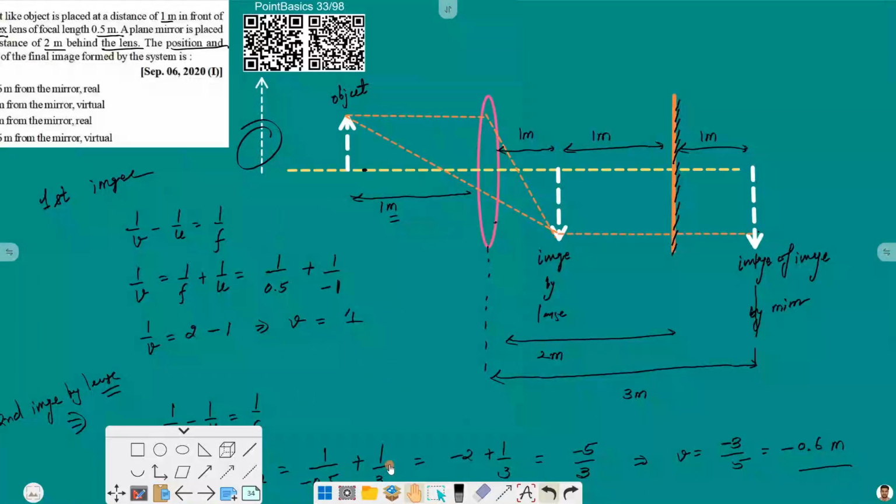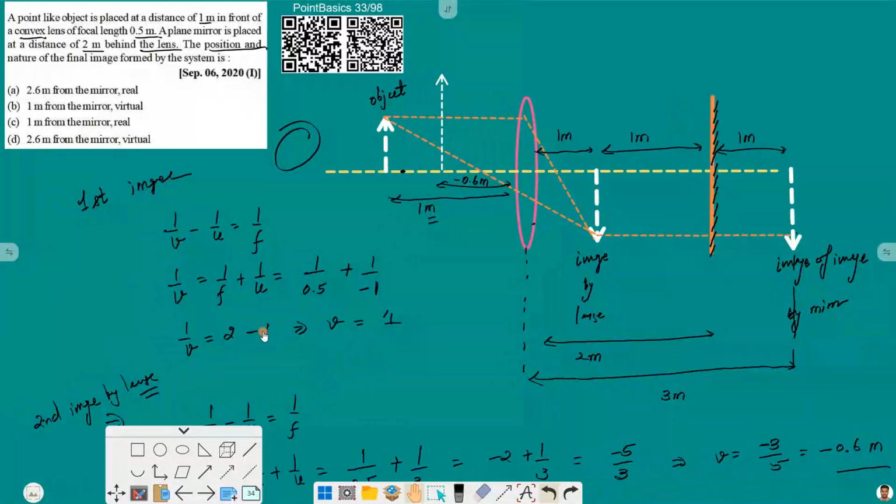So this image is not here. This image is somewhere here, because our initial object was 1 meter apart. So this is the final image, and it is at 0.6 meter from the lens. Now let us see the given options. In all of the options we have given the distance from the mirror. Now from the mirror it will be, as this is already 2 meter, and this is 0.6 meter, so the total distance of the final image will be 2.6 meter.